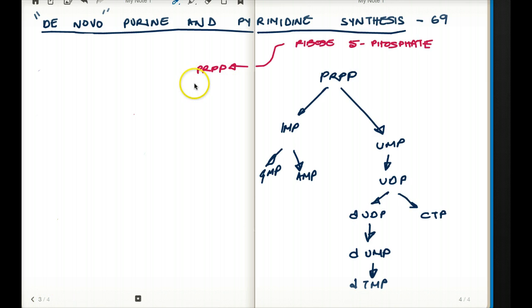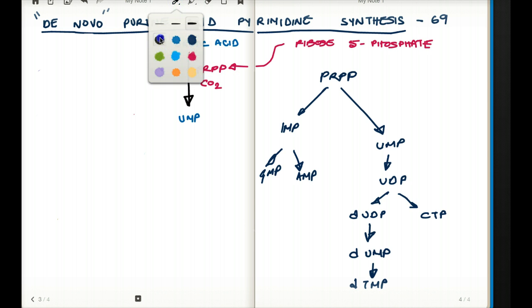So this PRPP is making our UMP, using orotic acid, PRPP, and carbon dioxide to make UMP. So orotic acid is making UMP using PRPP and carbon dioxide in this step. But where are we getting our orotic acid? That is a bigger question. Orotic acid comes from a substance called carbamyl phosphate in addition with aspartate.